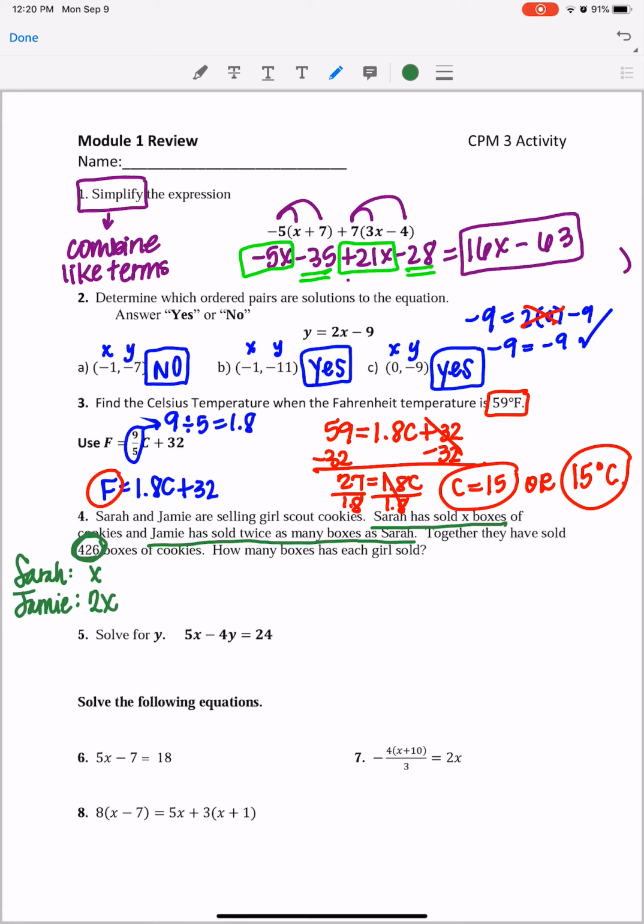I know together they have sold 426, so we've got Sarah's plus Jamie's equals my total amount. So solve. X plus 2X gives me 3X. Divide by 3. And we get X equals 142.